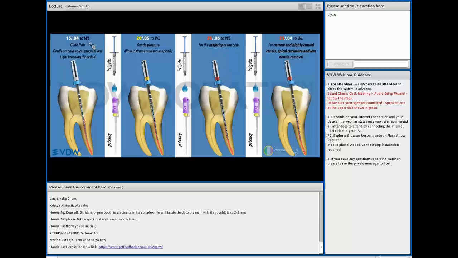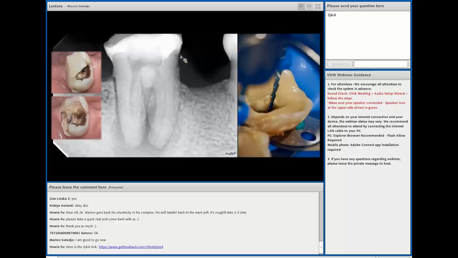Don't forget to do some irrigation, and you can continue with the 2005, and then you can continue with the 2506 for the majority of cases. But for highly curved canals, or maybe very narrow ones, you can continue with 2504 rather than the 2506. So this is the case that I'm starting to use with the VDW Rotate.